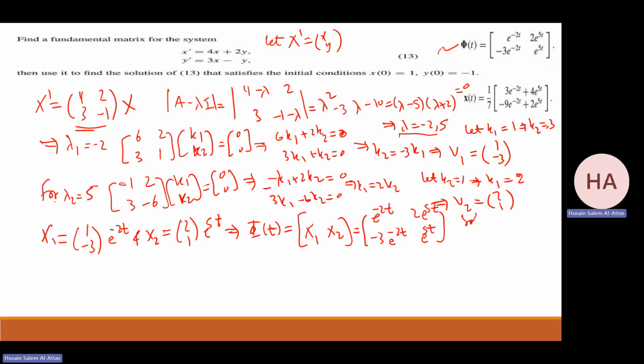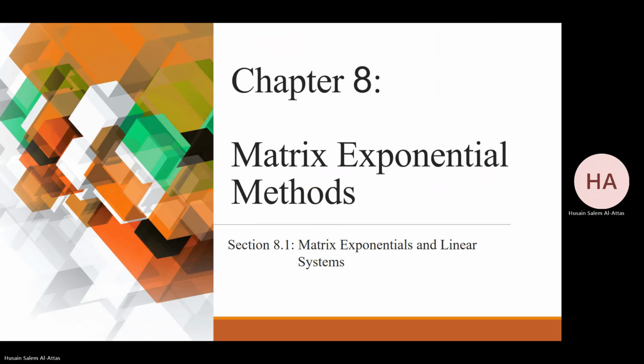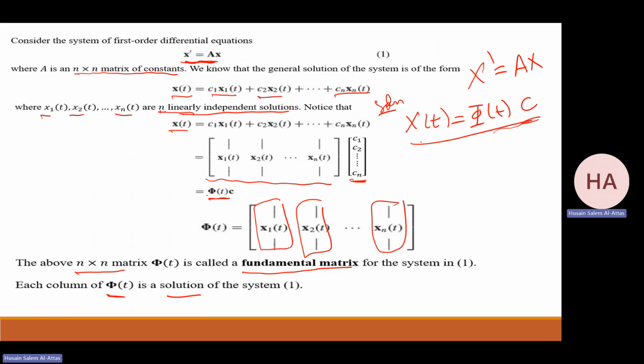And my general solution will be x equals phi of t times c. What is the vector c? This is c1, c2. Okay. Now I have an initial condition. x at 0 is what? 1, minus 1. And let's solve this initial condition. I know that system, that will be the answer, the general solution for the system.